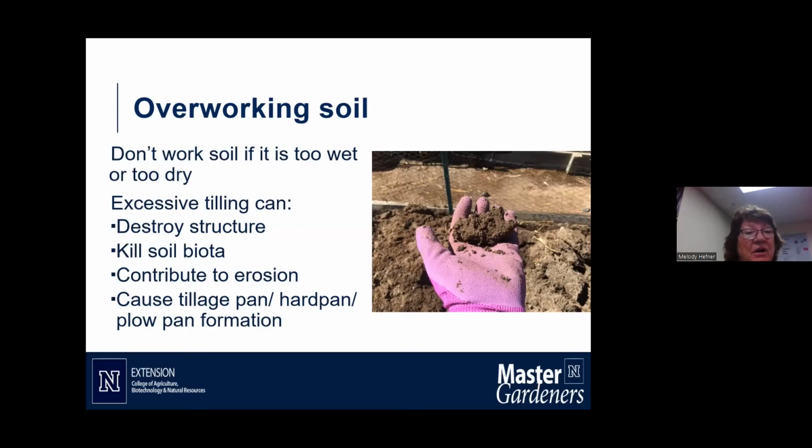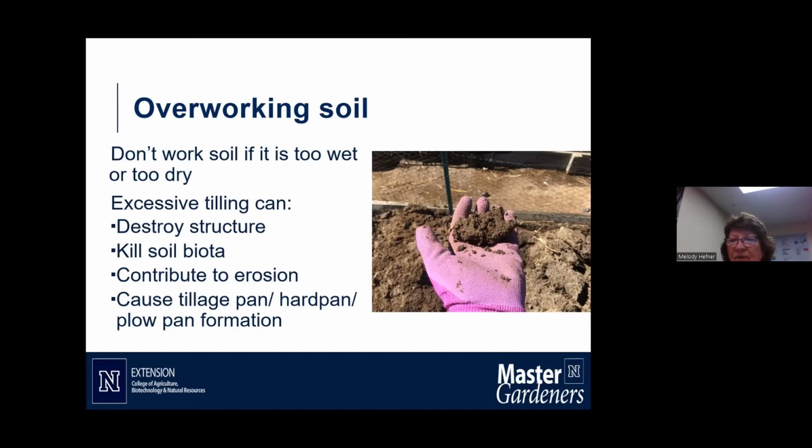Now the tillage hard pan, plow pan, that's if you're using a rototiller. The rototiller only works like 4 to 8 inches depending on the size of tiller you have. And when you work it over the same area over and over again, you're only working that top 4 inches that the rototiller reaches, but you're actually compacting the soil that's beneath that.